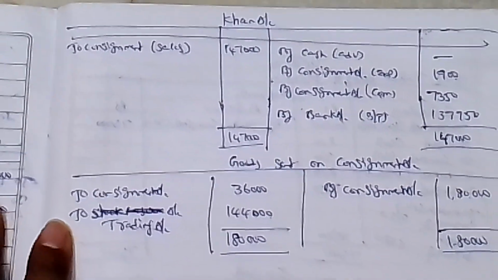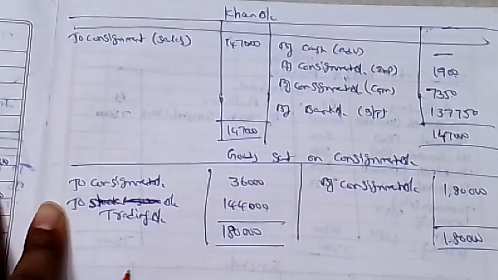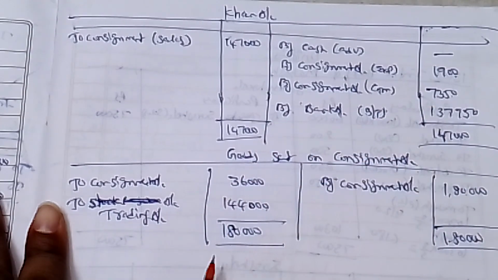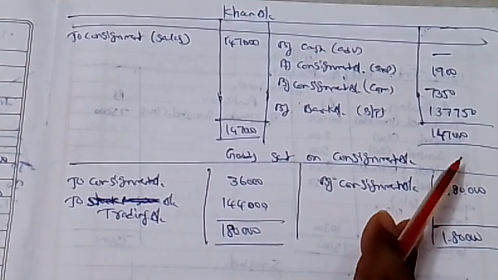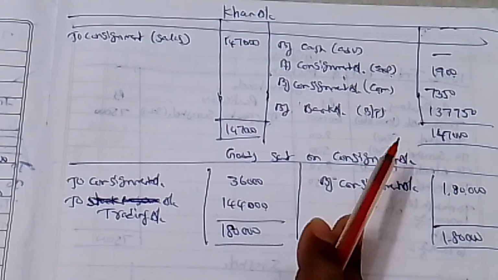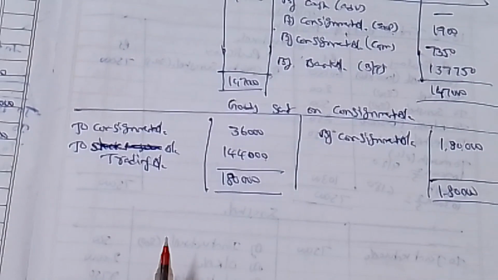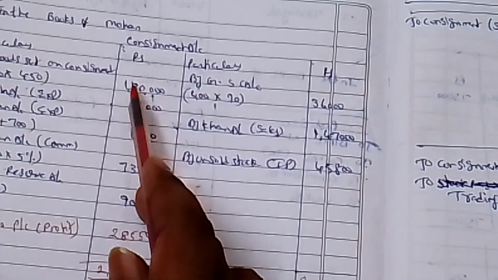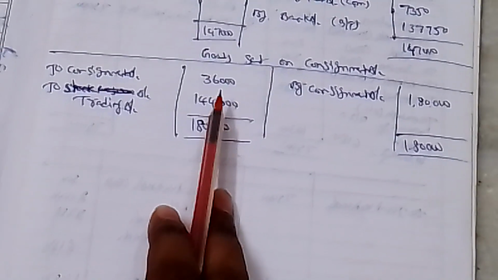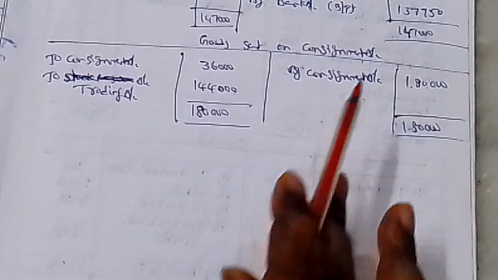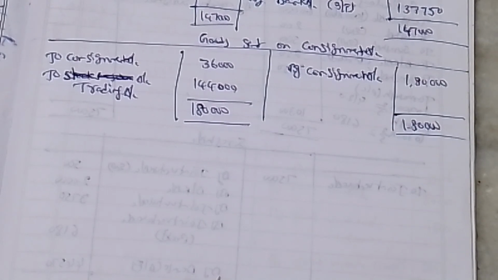So to consignment sales 147,000, by cash. Here there is no advance given. By consignee expenses 1,900, by consignee commission 7,350, by bank balance 147,000 minus 1,900 minus 7,350, 137,750, by bank. Next, goods sent on consignment. By consignment 180,000, to consignment 36,000. So balance 180,000 minus 36,000, to trading account 144,000. This is the consignment problem which is given in the examination paper.